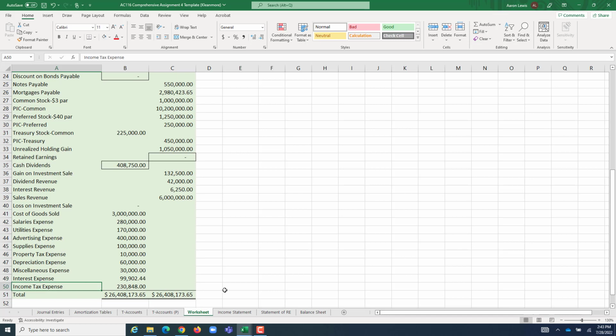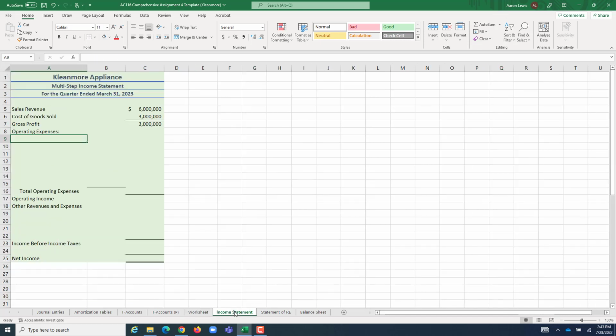And then you have income tax expense. Well, if we go back to our income statement, we see that we have income before income taxes. What do you think you're going to have to subtract from your income before income taxes to get to your net income? Your income tax expense. So that has to come later as well.